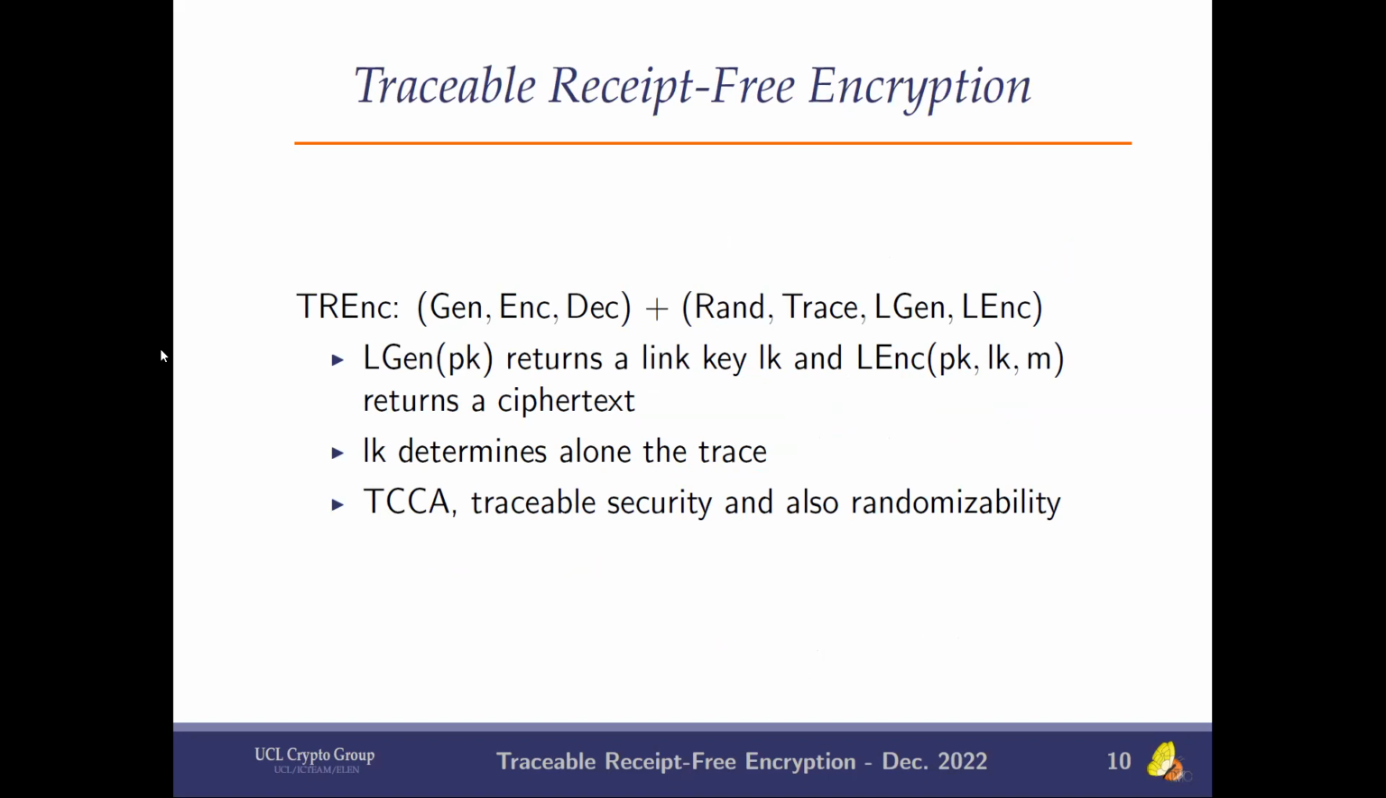So LK alone determines the trace. So the trace is independent of the message, and using LK, the link key, you can just encrypt any message for one given trace. So if we have this primitive with TCCA security, traceable security, and also randomizability, which ensures that the randomization of a ciphertext is indistinguishable from a fresh ciphertext, then this is what we define as a traceable receipt-free encryption scheme.